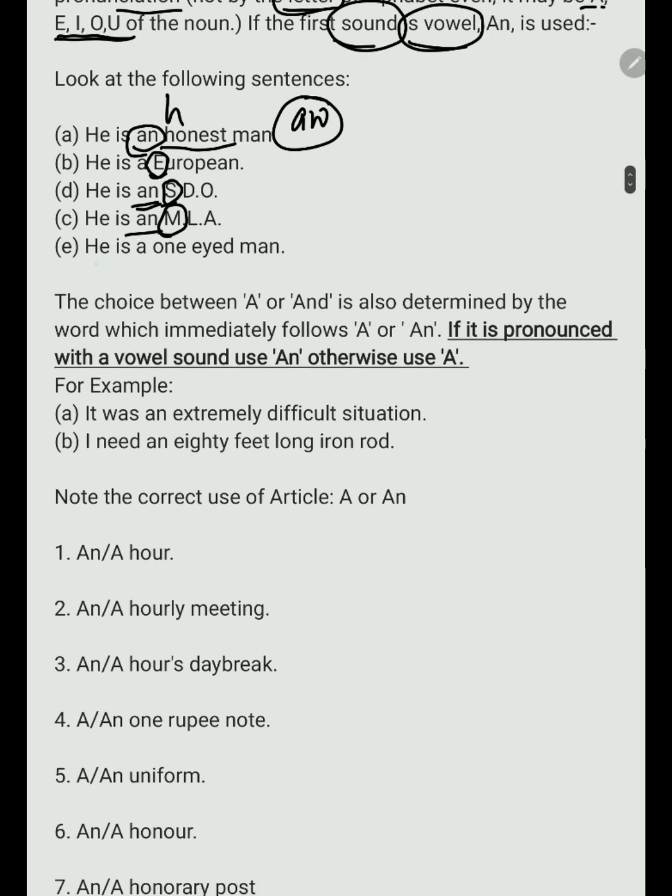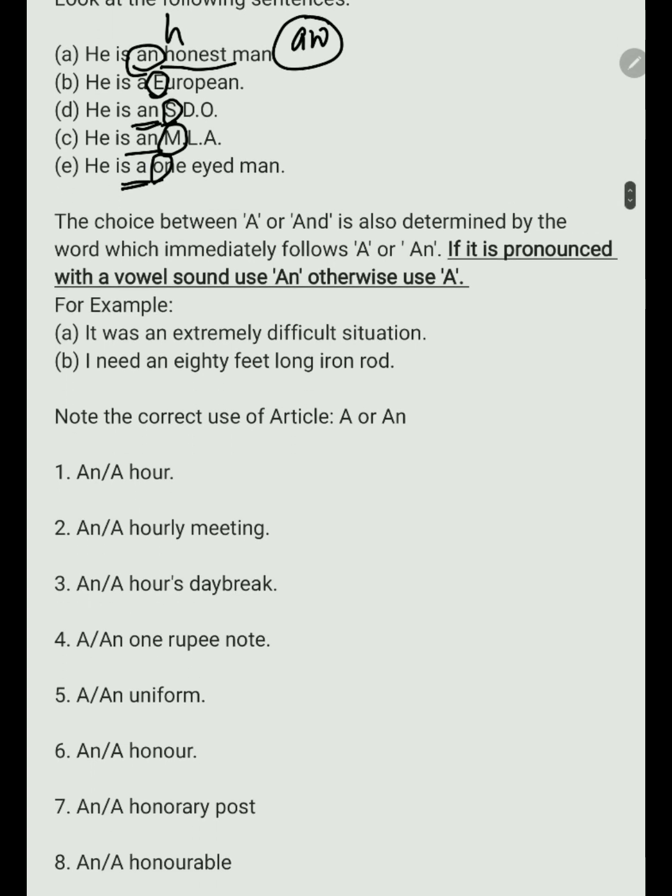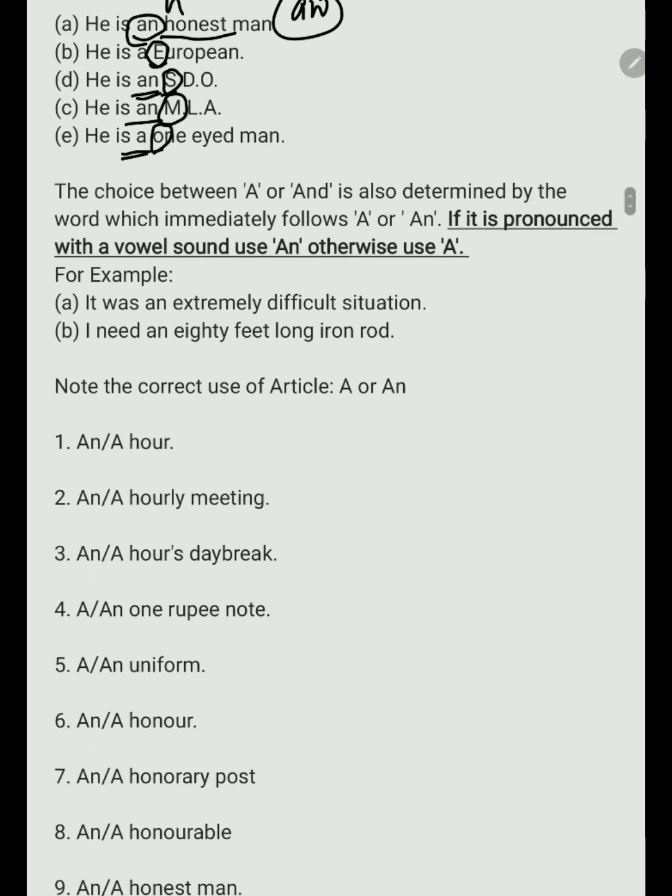Let us see the next example. He is a one eyed man. Now, O here is a vowel, still we have used a. Why? Because the word one starts with the sound w. So it is not a vowel sound. That is why we used a over here. The choice between a or an is also determined by the word which immediately follows a or an. So, if it is pronounced with a vowel sound, use an, otherwise, use a. This is what we saw earlier.